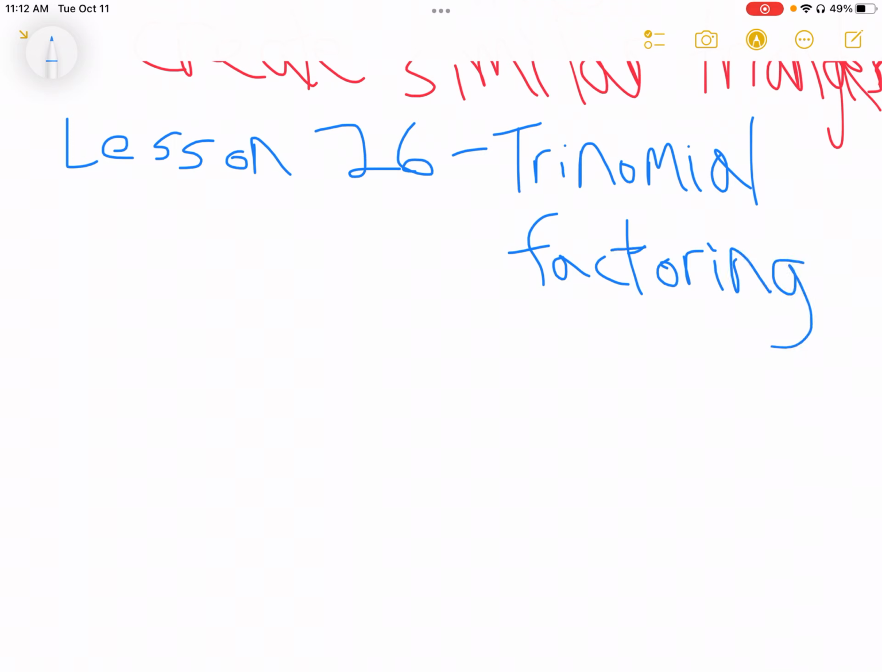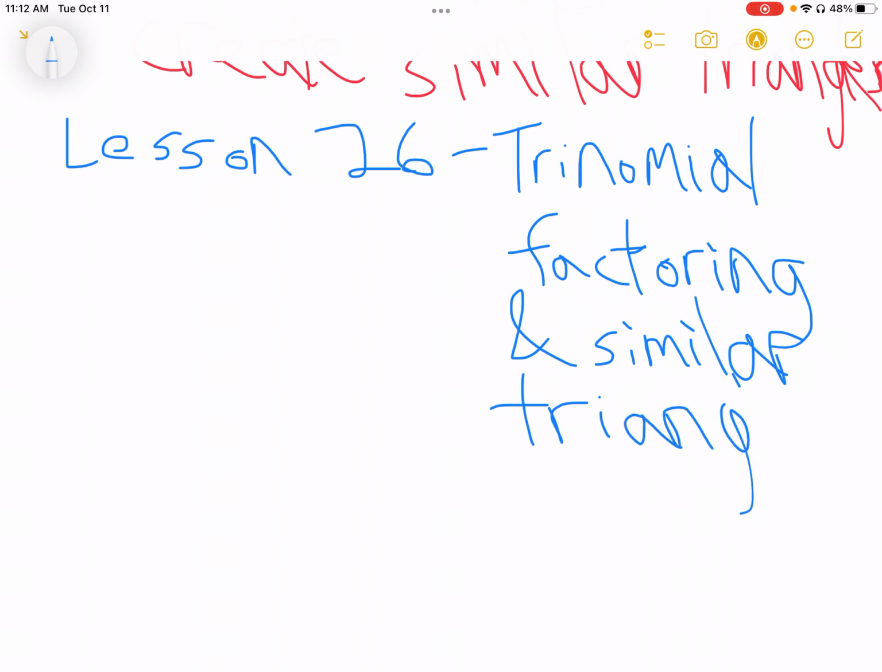And more similar triangles. Yes, there are some similar triangles in here as well. We'll go over that. If you guys have gone through geometry, you'll probably recognize these right away. They're not much different than the ones we already discussed. Now, let's show one here, and then we'll talk about how to set it up.